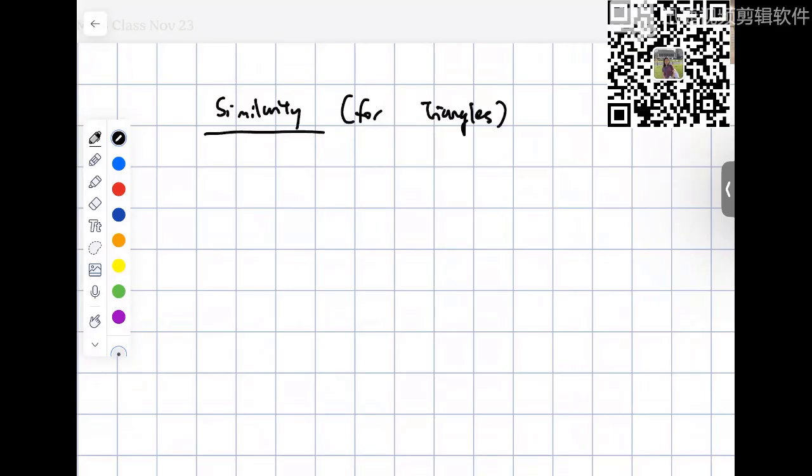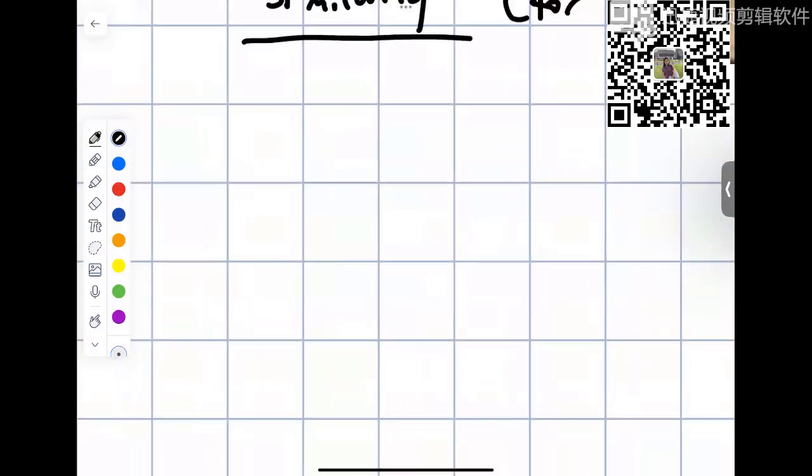Oh, the triangle? So it looks like it has the ratio stuff and it has the same angle. Yeah, exactly. That's what I'm going to go over first.